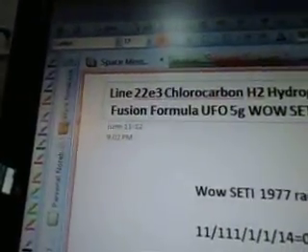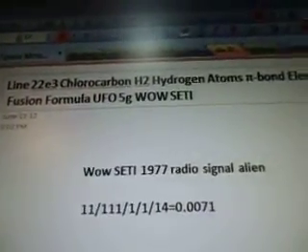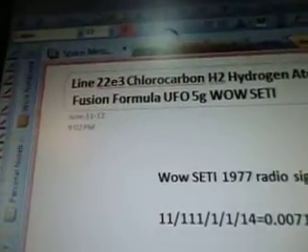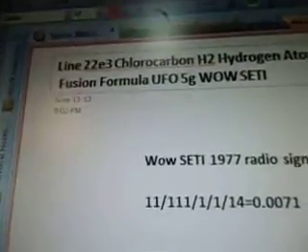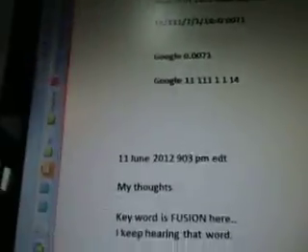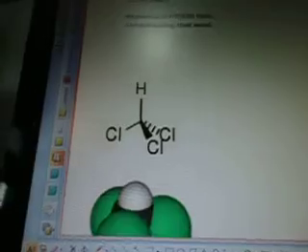So part 242, line 22, E3: chlorocarbon, H2 hydrogen atoms, pi bond, electrons, fusion formula, UFO 5G, Wow Seti. With the UFO 5G, it means there's a formula for the fuel, okay? This is the Wow Seti alien radio signal. June the 11th, 2012 is when I started working on this one, and today's June 24th. My thoughts: the key word is fusion here. I keep hearing that word.